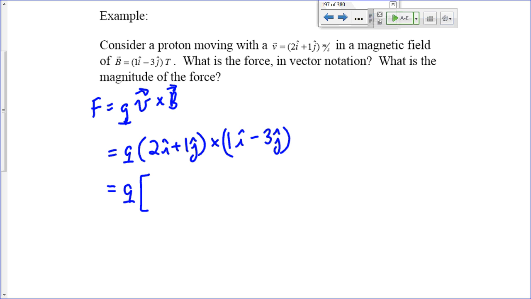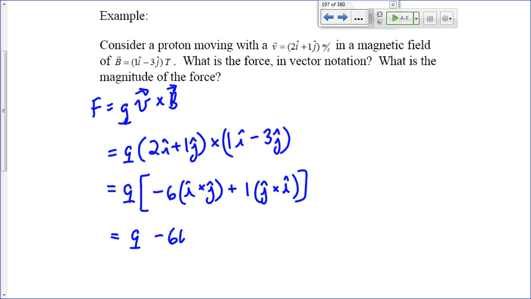So I got the outer is minus 6 I cross J, and the inner is plus 1 J cross I. It's probably useful for you to just know what these are. Of course, I cross J is what? Right, so it's minus 6K plus 1 times negative K.